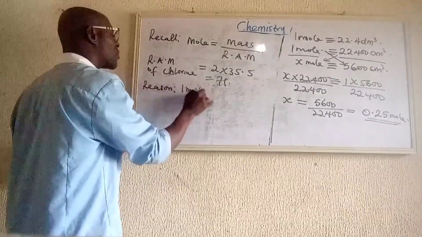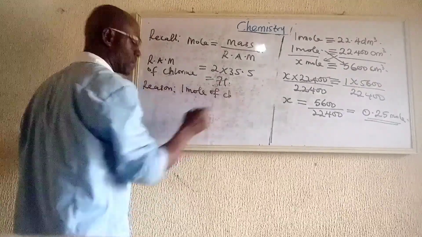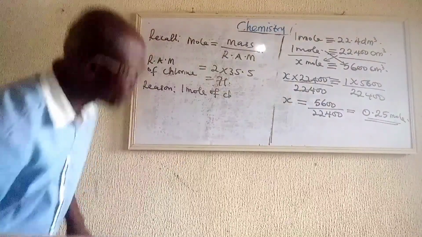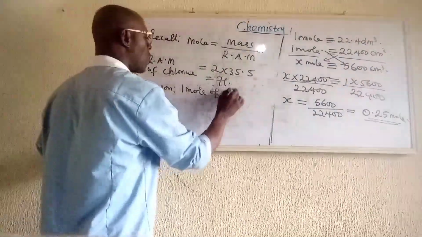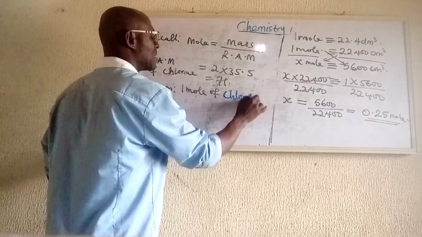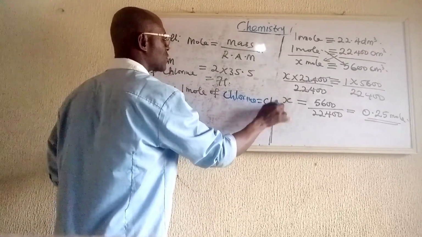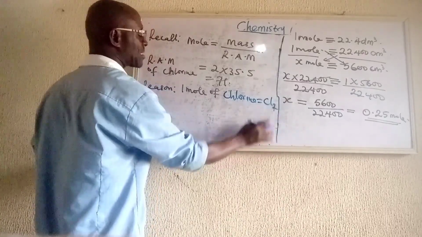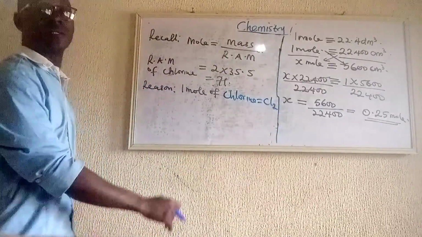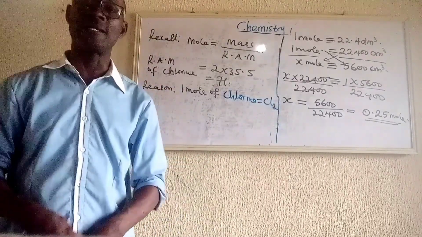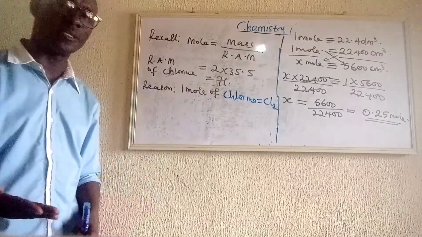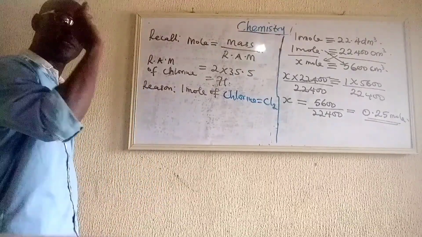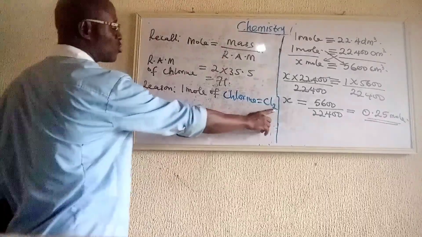1 mole of chlorine is Cl2. That is, it contains 2 atoms of chlorine, because chlorine is a diatomic element. So 1 mole of it is Cl2. That is why I have to use 2 to multiply.